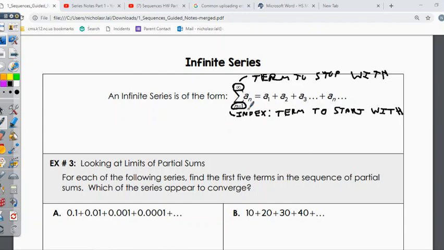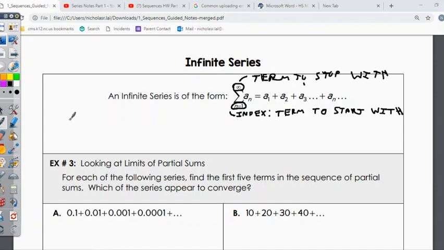So this means the sigma notation with your stopping number index at n equals 1, your stopping value at infinity of the term sequence an means you add the first term, the second term, the third term, all the way up to the infinite term. So you add an infinite amount of terms following the pattern.